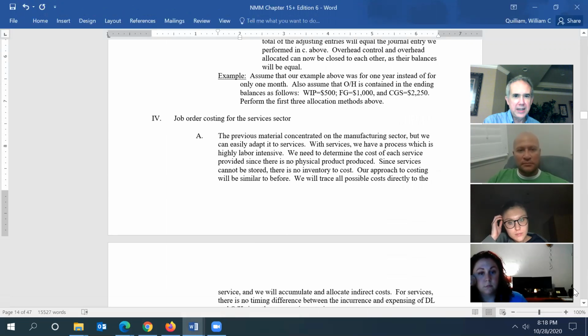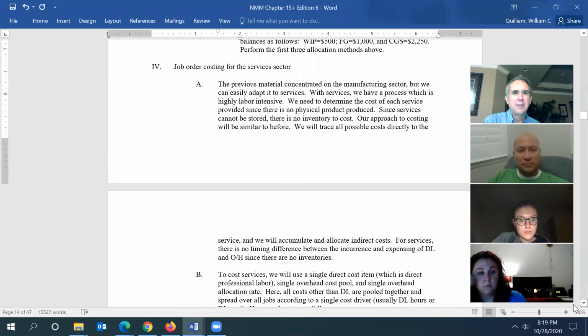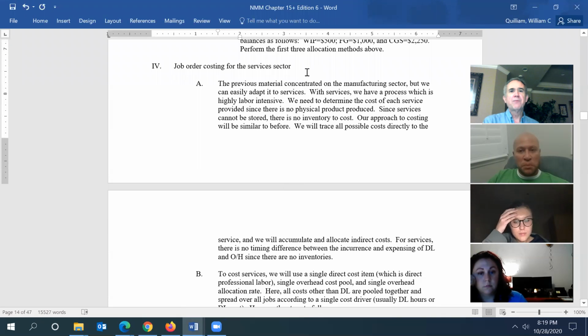Back here on the outline. I would just like for you to know from this last section that we can use job order costing for the services sector. In other words, where we're selling a service, not a physical product. In this case, we will have direct labor, we will have overhead, we will have no direct materials. So the service is simply costed at the total of direct labor plus overhead. That's all you need to know. Okay? Sums up the chapter. So not too bad, huh?